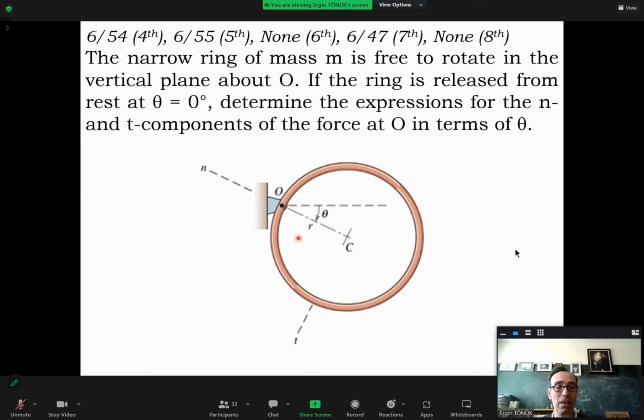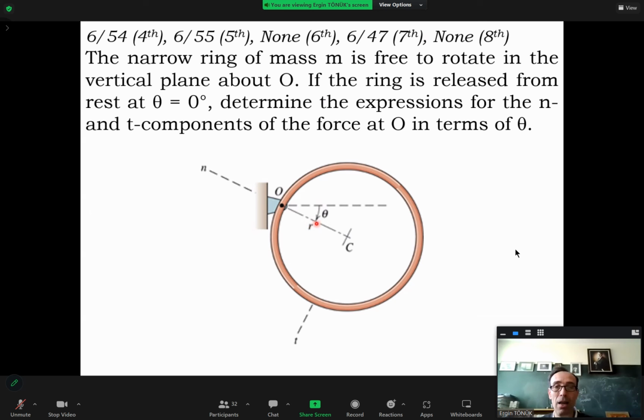So you have the ring, it's like this. Let me try to show it. You have a ring, you pin it from one of its sides, and it's like this initially, and you release it. So because of its weight, it goes down, and you would like to determine the reaction force at the pin.